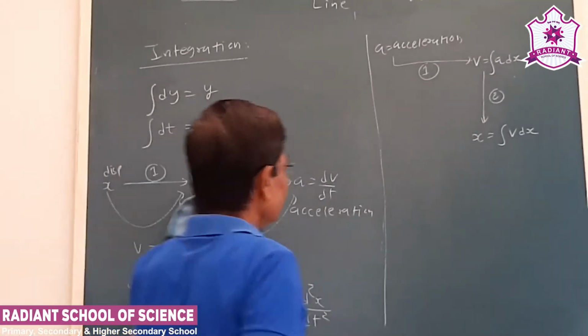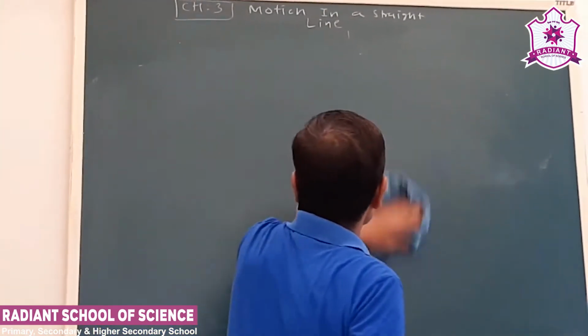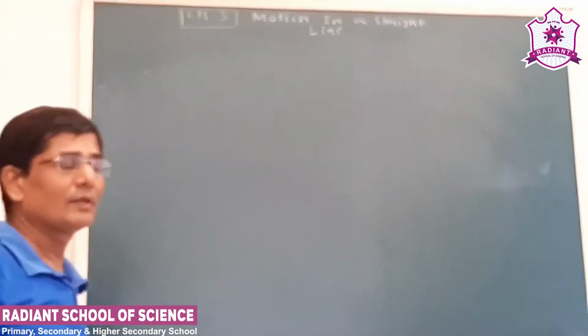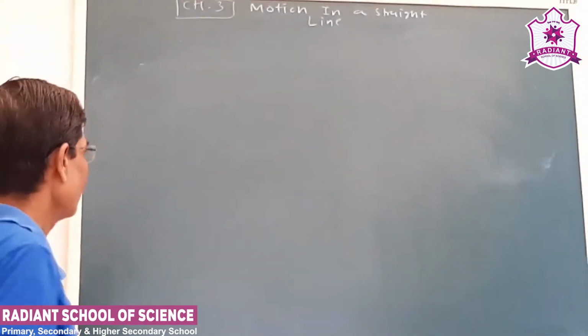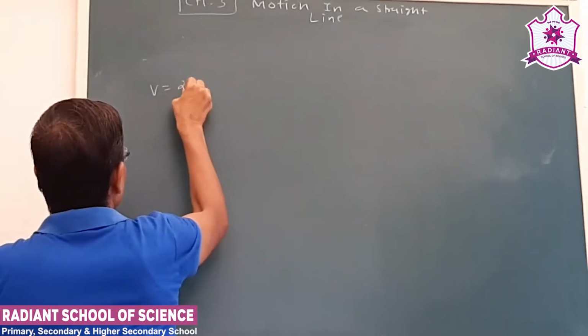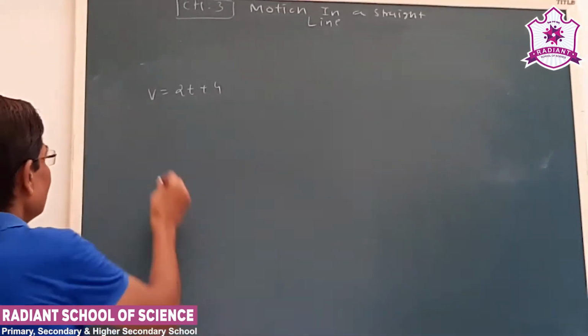Now earlier we solved some examples by taking the help of the derivative. Today we will see the use of integration. Now suppose we are given that the velocity of a particle is given by 2t plus 4. Here v is the velocity.